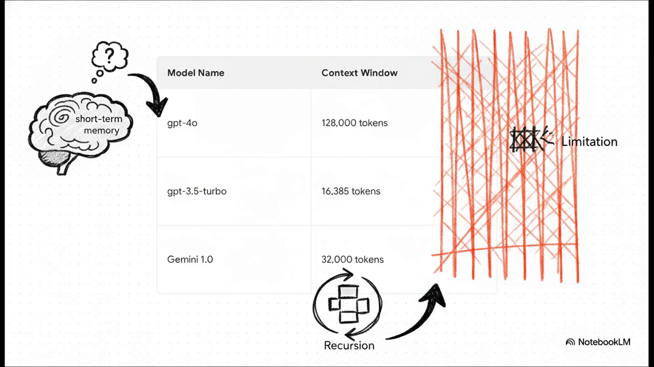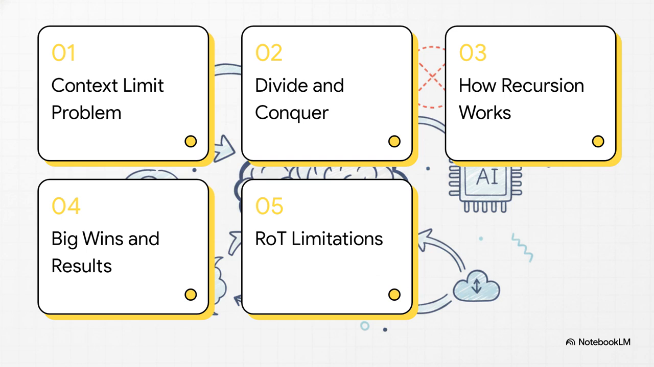Look, the data proves this memory wall is a very real limitation. Even the absolute titans of the AI world have strict context boundaries. For instance, GPT-4o caps out at 128,000 tokens. GPT 3.5 Turbo stops at just 16,385, and Gemini 1.0 is sitting right at 32,000 tokens. The moment you exceed those numbers, the model just fails to process the information. It's game over.